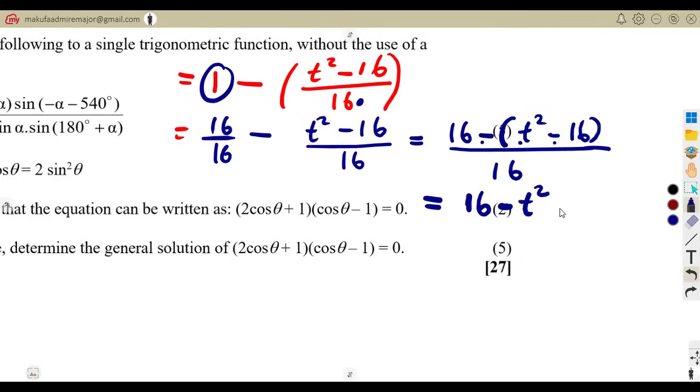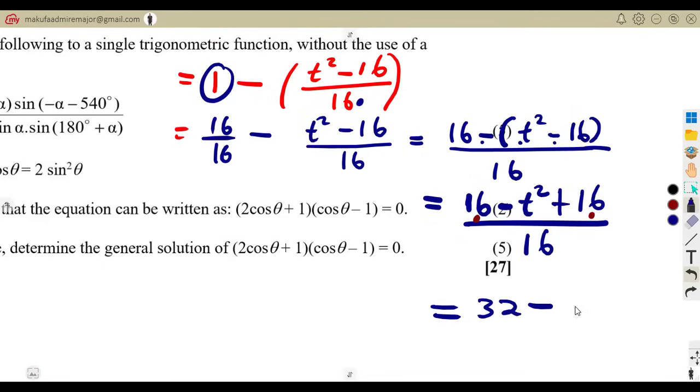Minus times a minus 16, that's a positive 16, everything over 16. So let's collect our like terms, guys. The 16 and the 16 is going to be 32. So that's 32 minus t squared over 16. So that's it, guys, as a single fraction. Remember your instruction, as a single fraction.